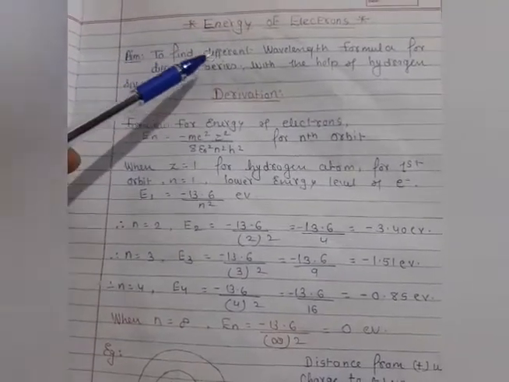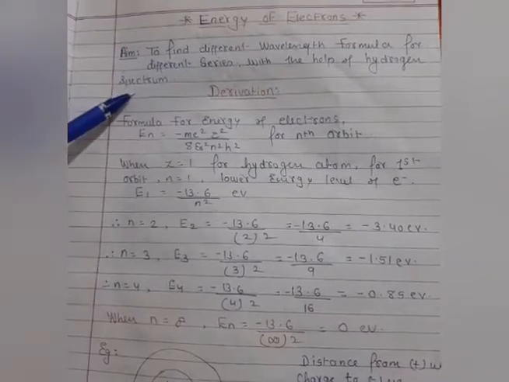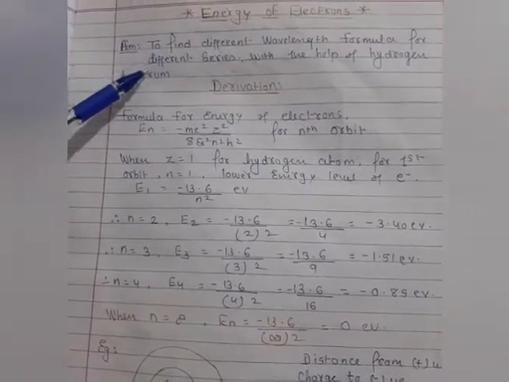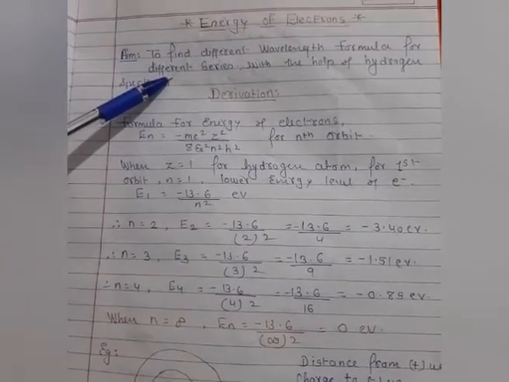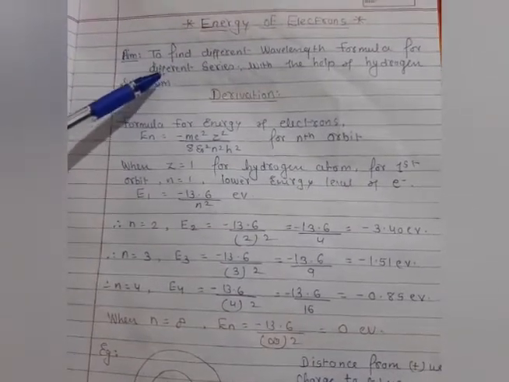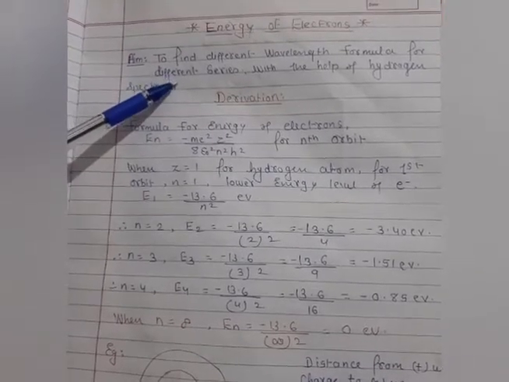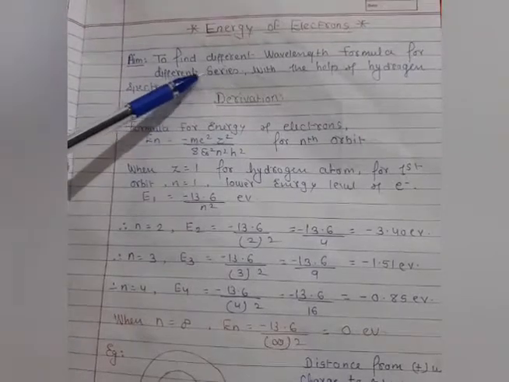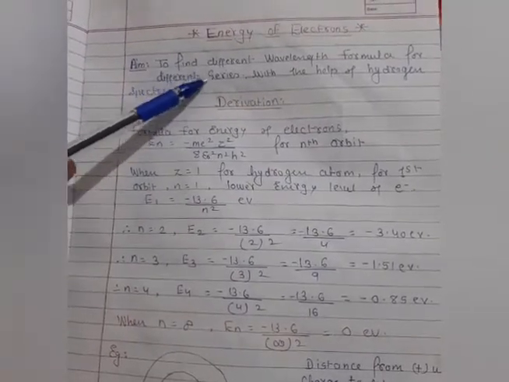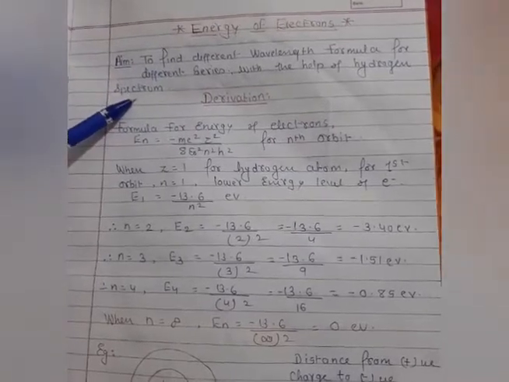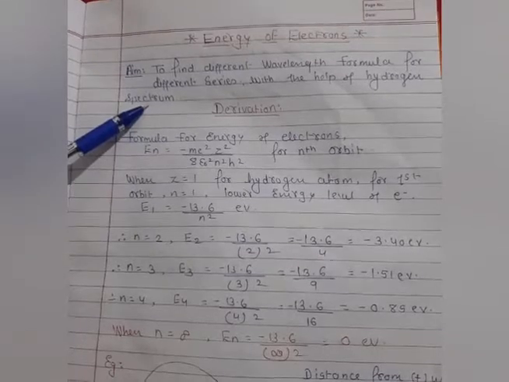So here, students, the aim of this derivation is to find the wavelength formula of the different series with the help of the hydrogen spectrum. Hope you are clear here. We have the different series like, as you know very well, Lyman series, Balmer series, Paschen series, Brackett series and Pfund series. In all these series we have different formulas of wavelength, and we get these formulas from the famous experiment of the hydrogen spectrum.